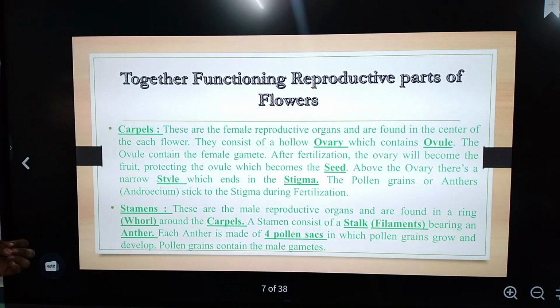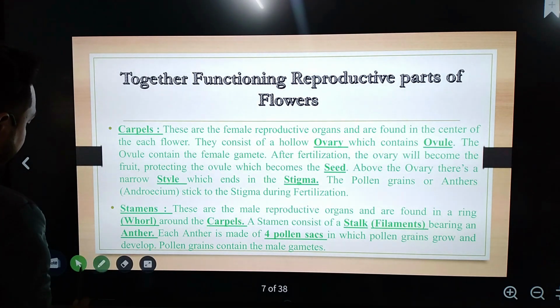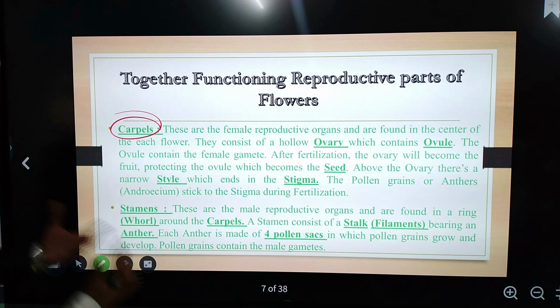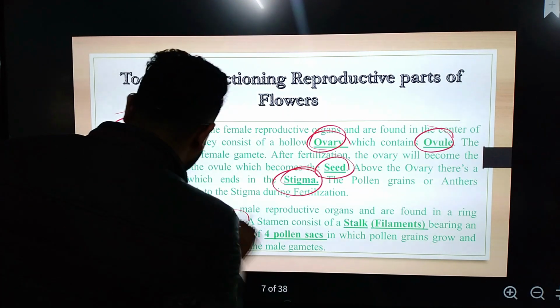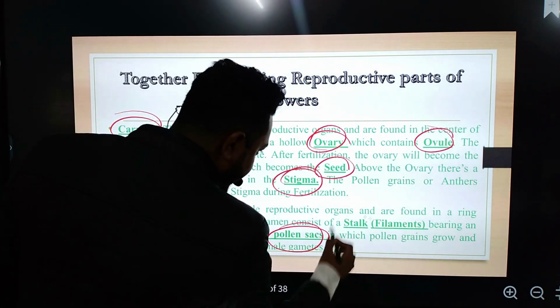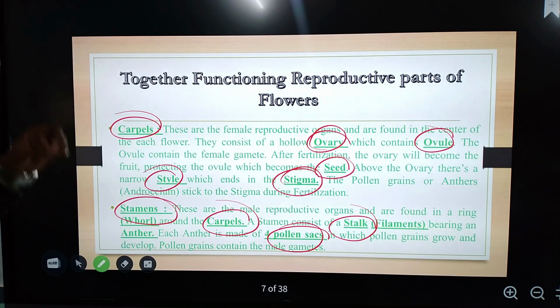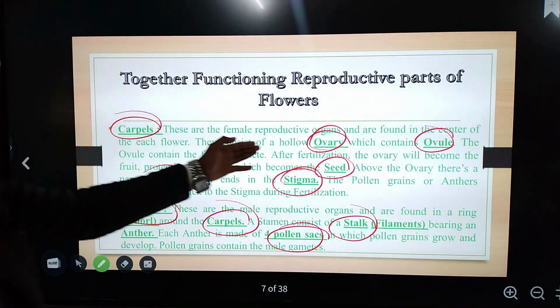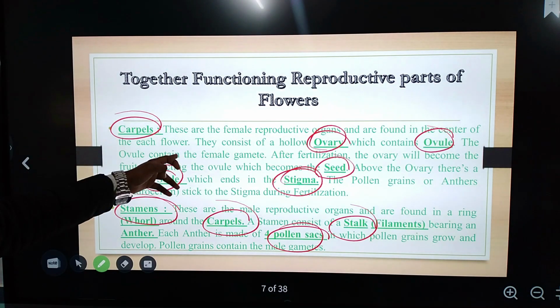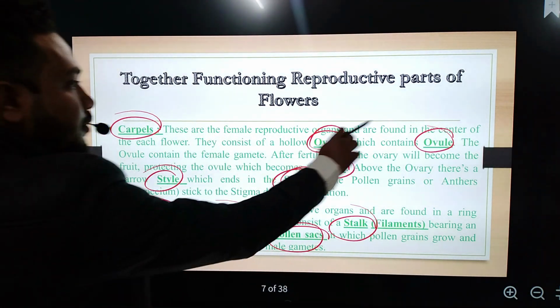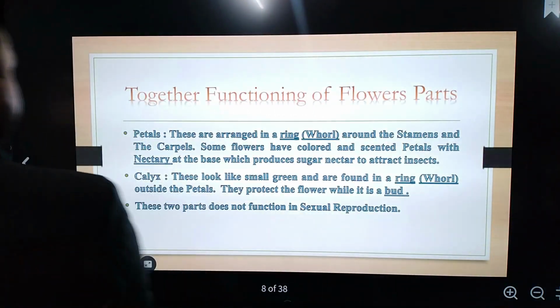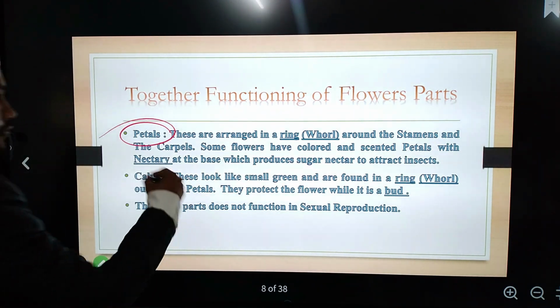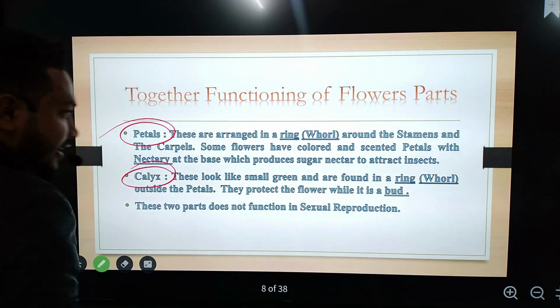This is very important. Together they function as the reproductive parts of the flower. What happens here? See here, there are various part names involved. So what does the carpel do? What happens in the ovary, ovule? What is the role played by all those names which I am underlining here or circling? This is a very important part of a flower, and their roles are laid out here. See the carpels, these are the female reproductive organs and are found in the center of each flower. They constitute a hollow ovary, which contains the ovule, this I have already explained in my own language. So these are other names of the flower, carpel, its functions. Alright, so here calyx and its functions.